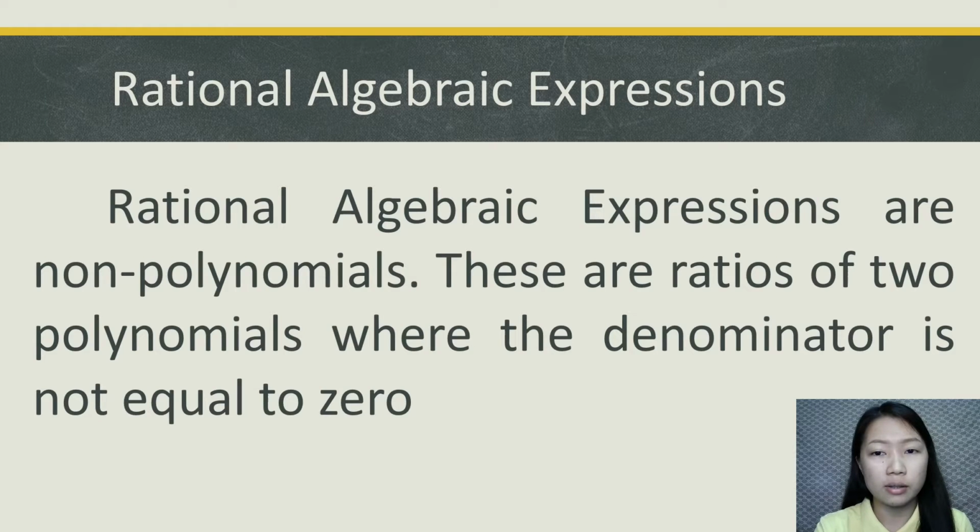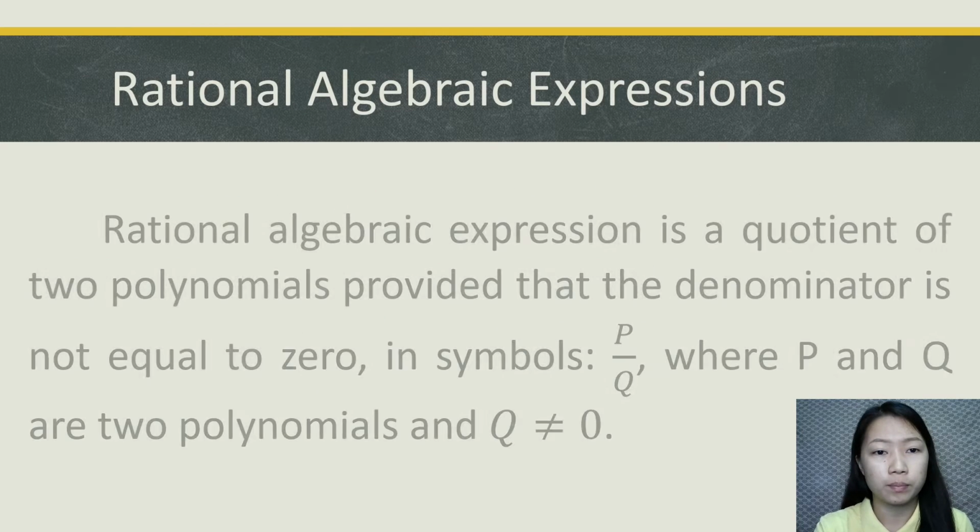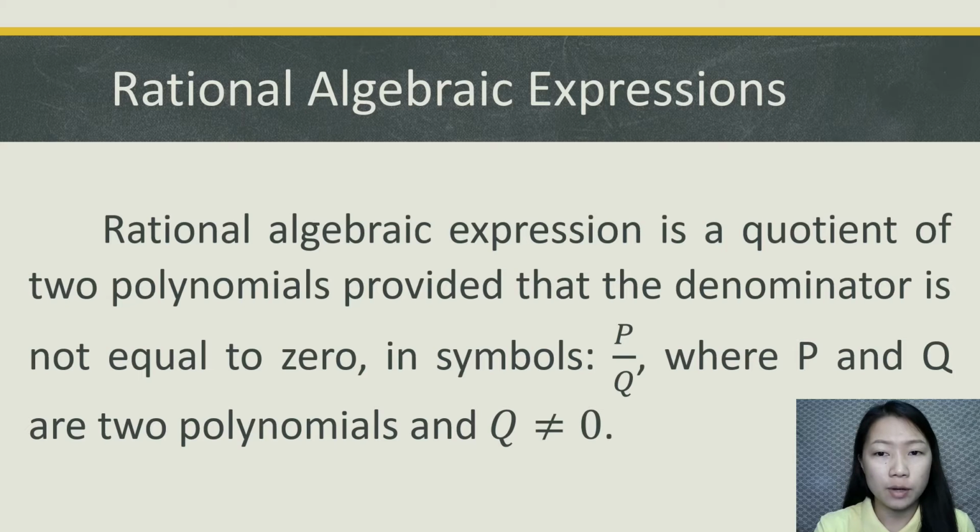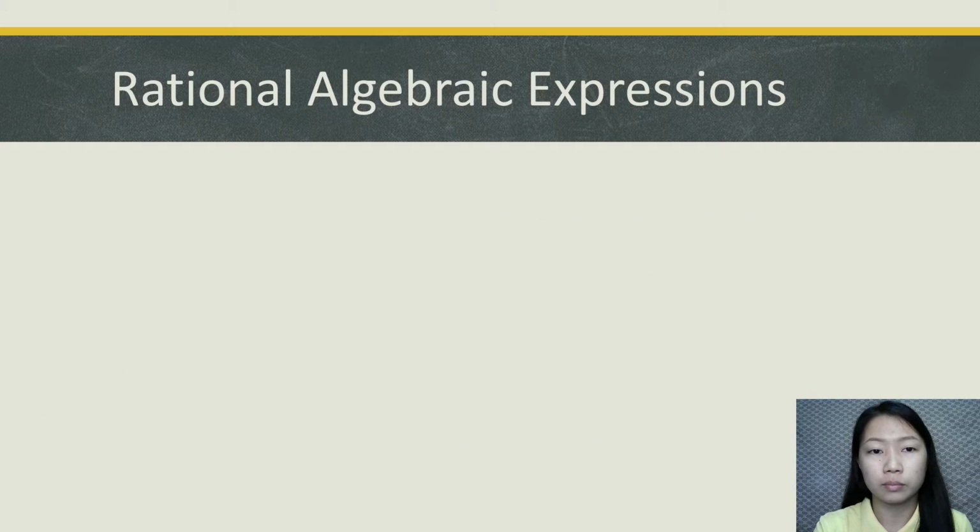Rational algebraic expressions are non-polynomials. These are ratios of two polynomials where the denominator is not equal to 0. A rational algebraic expression is a quotient of two polynomials provided that the denominator is not equal to 0, in symbols P over Q, where P and Q are two polynomials and Q is not equal to 0.